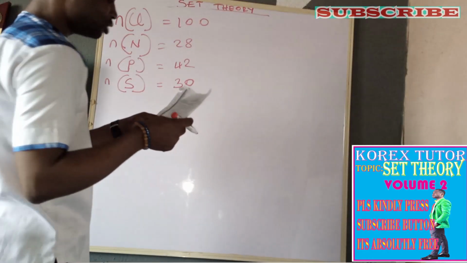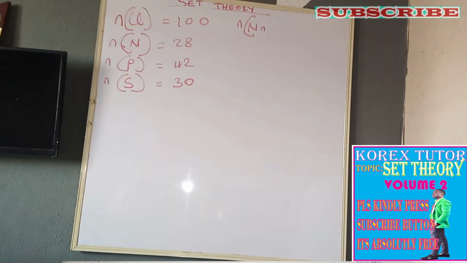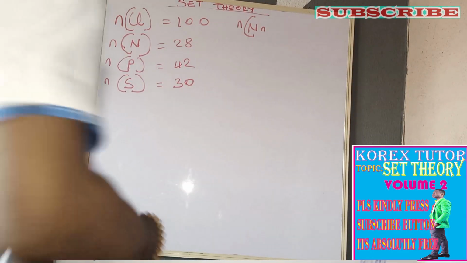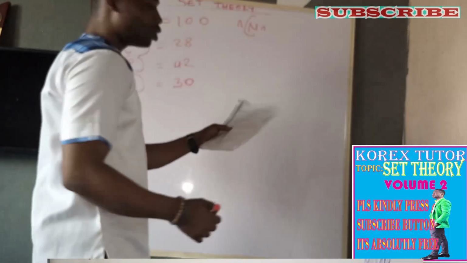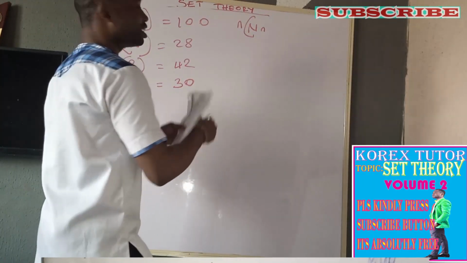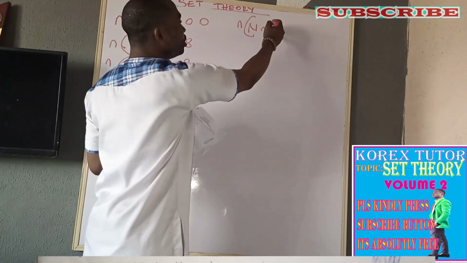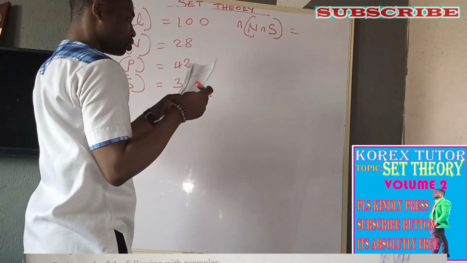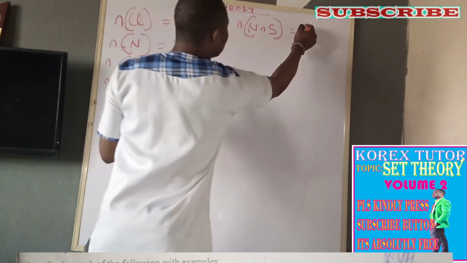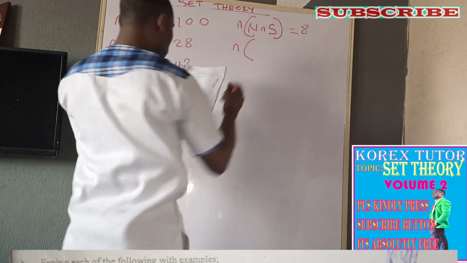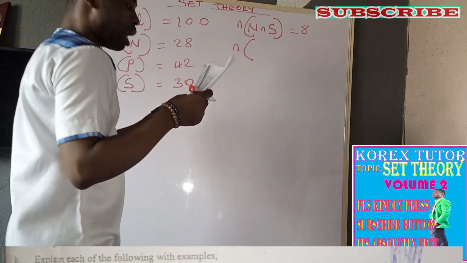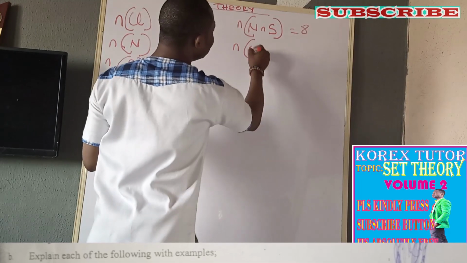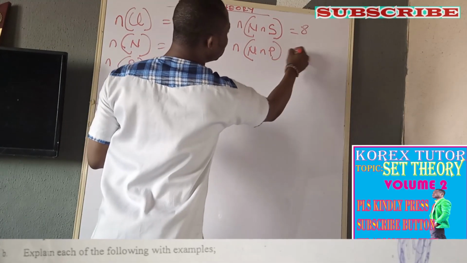They say the Nation and Sun, which means the number of people that read Nation intersection Sun is equal to 8. Then the number of the Nation and Punch, Nation intersection Punch, is 10.